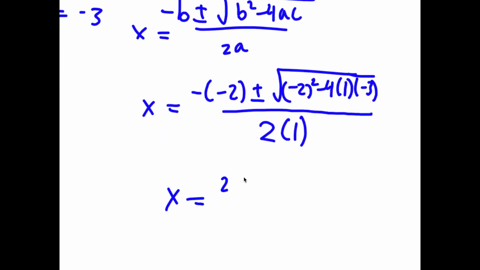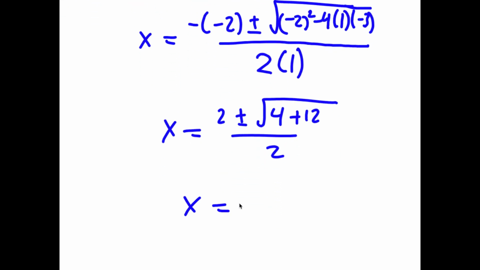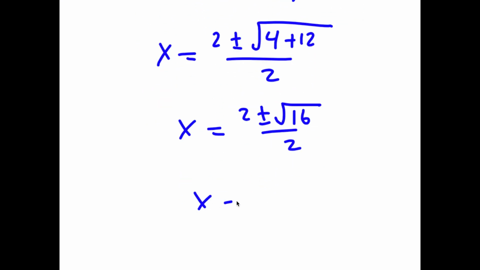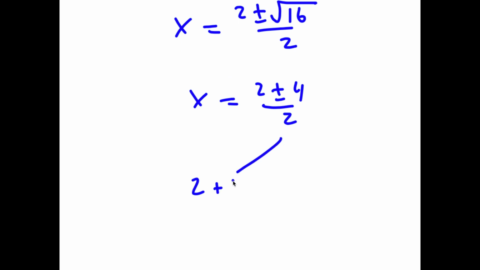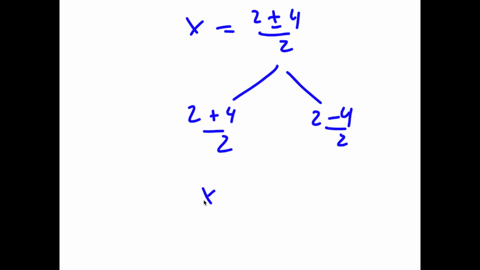So now this is equal to 2 plus or minus the square root of 4 plus 12 over 2, which is equal to 2 plus or minus the square root of 16 over 2, which is equal to 2 plus or minus 4 over 2. So now I have 2 plus 4 over 2 and 2 minus 4 over 2. So I'll get x is equal to 3 or negative 1.